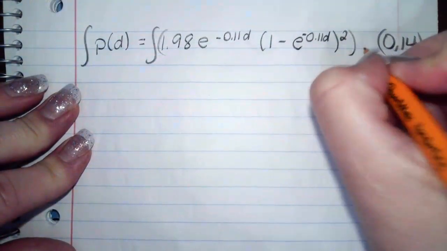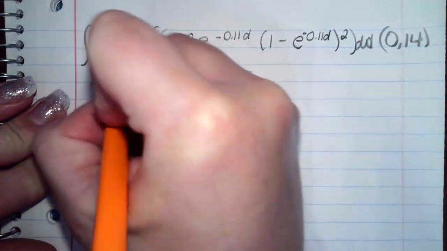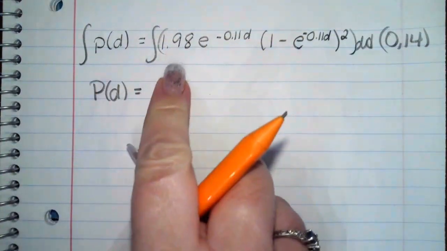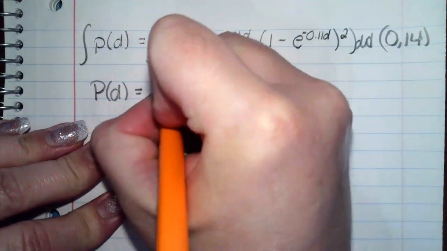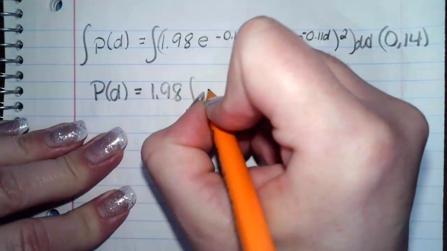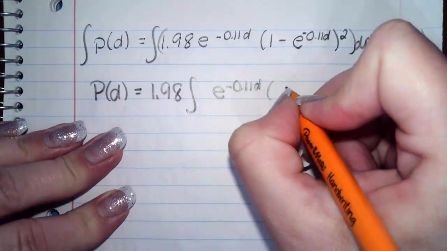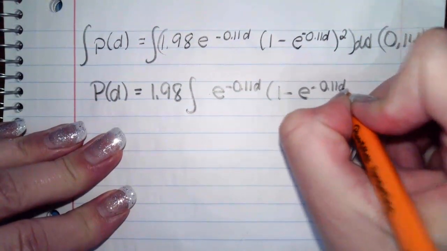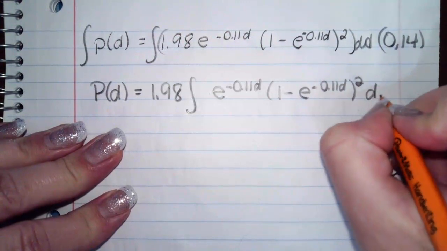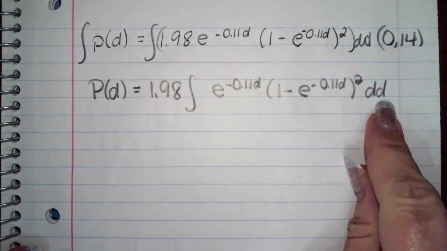I am going to integrate both sides. So this is dd. So that gives me capital P of d equals, that 1.98 is in my way, so I'm going to pull it out front. And now I get e to the negative 0.11d times 1 minus e to the negative 0.11d squared dd. So that means I've taken the derivative. Okay.